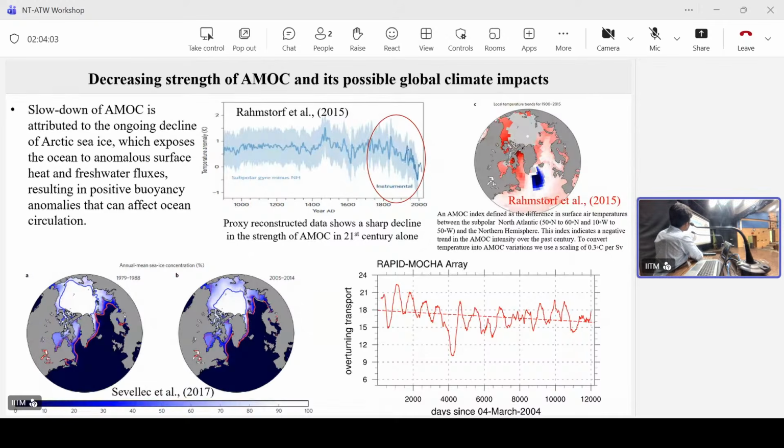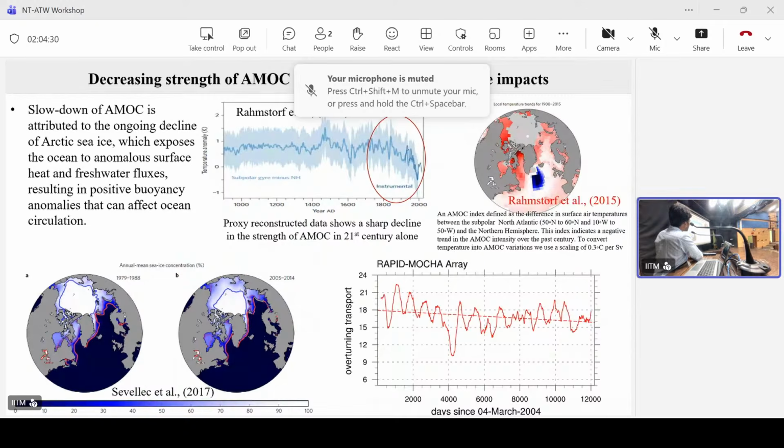So if all the heat is not getting transported from the tropics to the poles, you will definitely see a cold blob over here. So that is a subpolar gyre location. And this is very, very important. And this is an indicator to understand the changes in your AMOC. So researchers have incorporated an array at 26.5 degrees north, which is called the RAPID-MOCHA array. And if you see from 2004, that also shows a decline.